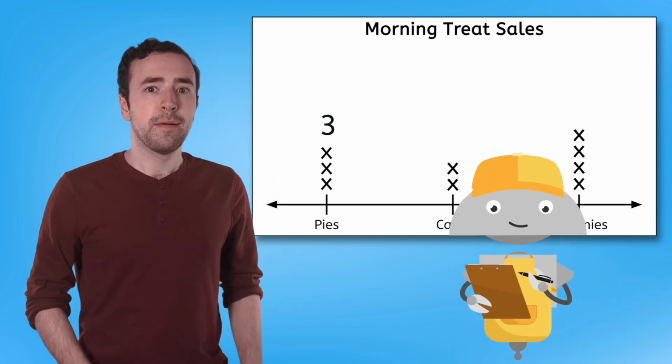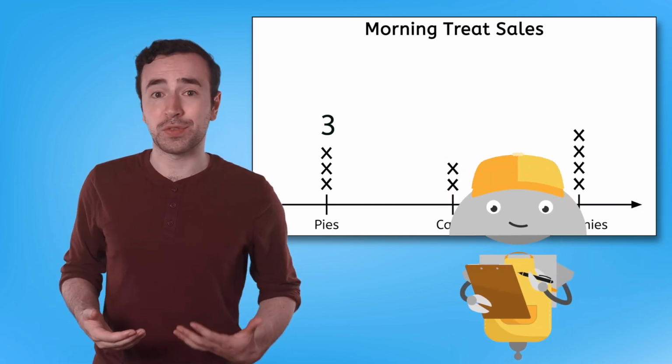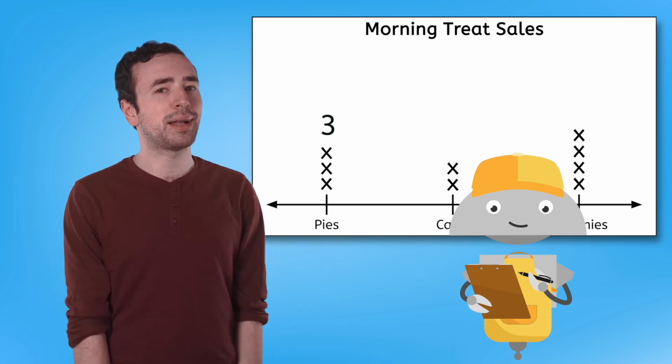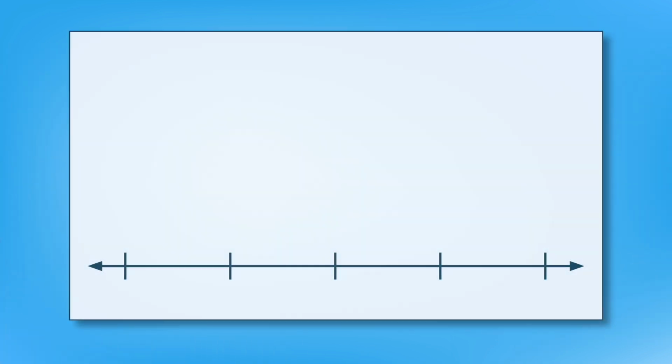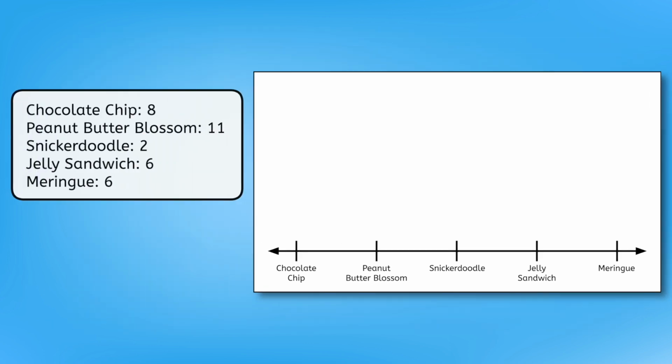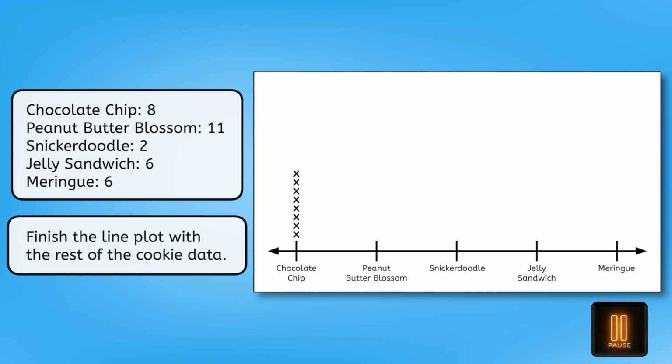Ooh, good idea. Mathematicians, we're running out of space for tally marks, so let's transfer our cookie data to a line plot instead. First, we'll start with a line with 5 marks, since we're collecting data for 5 different cookie types. Those will go along the bottom. We sold 8 chocolate chip cookies, so we'll record that as 8 X's on our line plot. Pause here to finish the line plot with the rest of the cookie data in your guided notes.